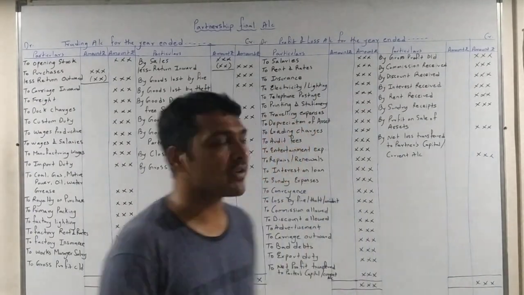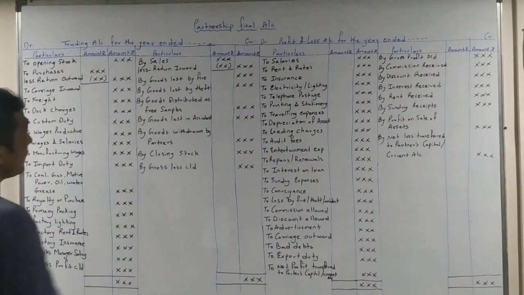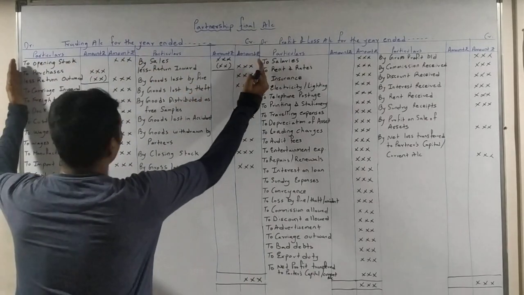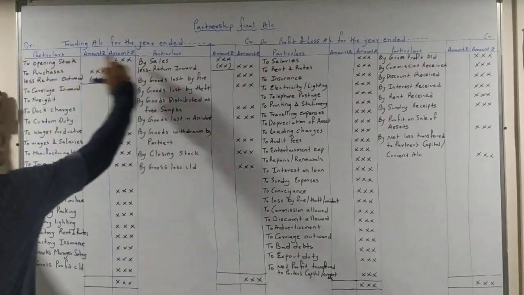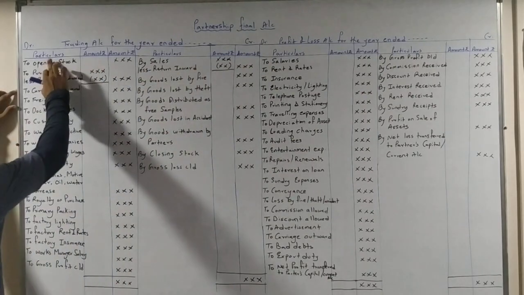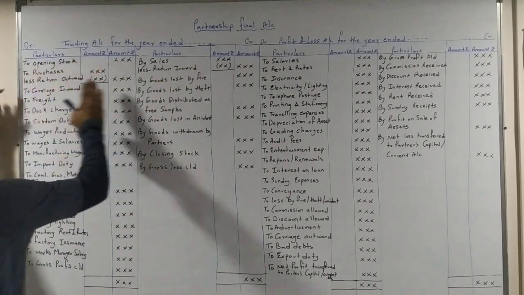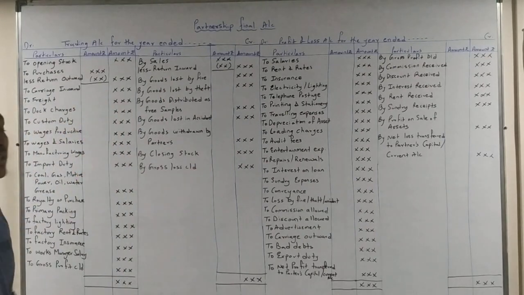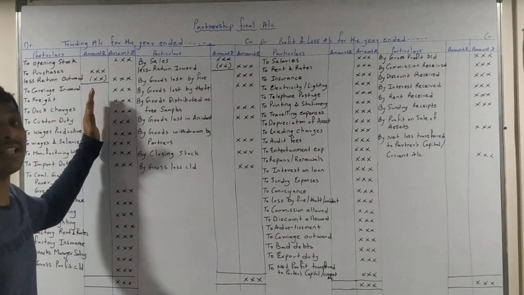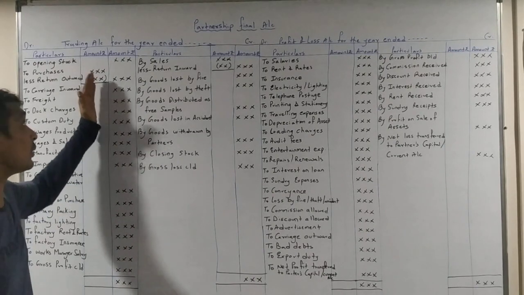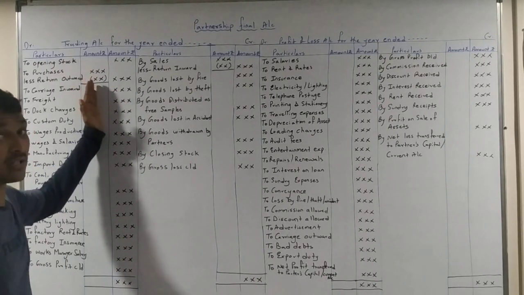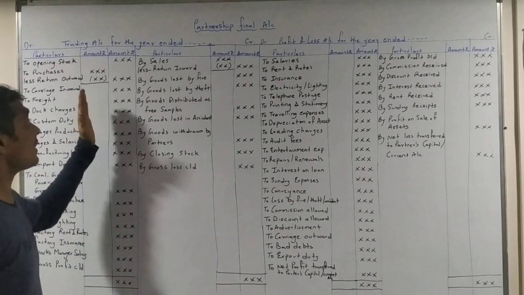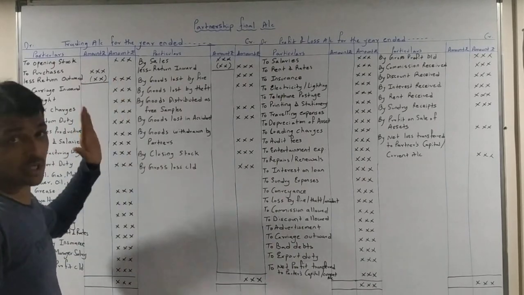So let us start with the trading account. The first part is here. We can see the format of trading account. This is the format of trading account. Debit side, credit side, particulars, amount: this is the debit side, particulars, amount: this is the credit side. Now there are two columns of amount. The first is the inner column, where the calculations are made, and after getting the net amount, we transfer it to the outer column. So this is the meaning of inner and outer column.